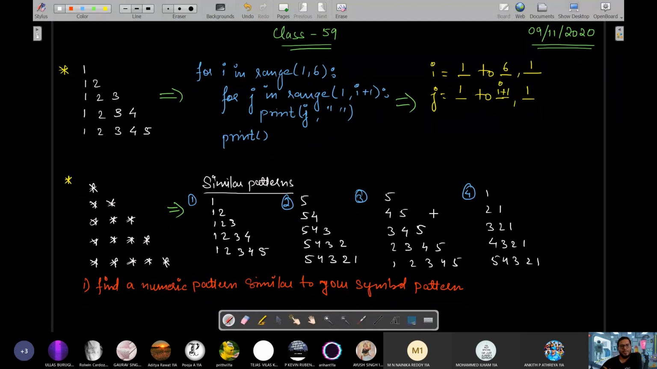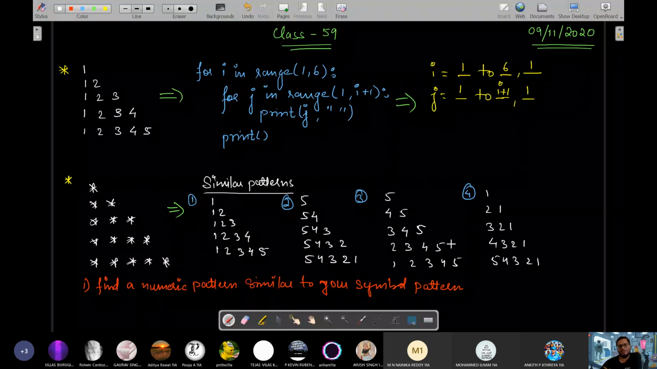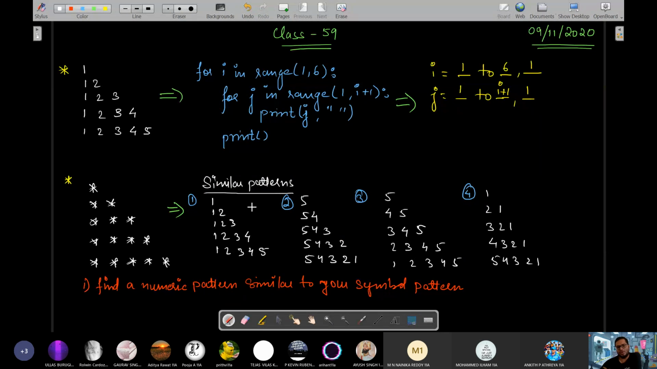So there are 4. You imagine your question as either one of these. Not all, either one of these. Get hold of any one of the similar patterns and solve it. Okay. For example, this one, I will hold on to this one.